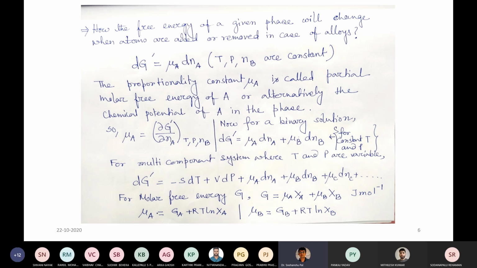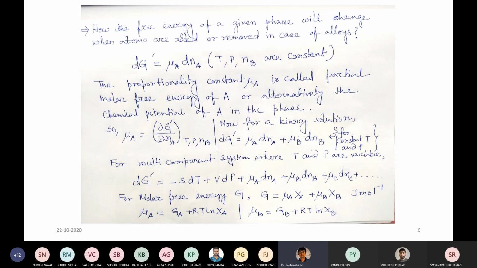Now we are going to discuss in more detail the differential form, the incremental differential form, of the addition of a second element to a first element, and how it is related to the chemical potential. It is really interesting to know how the free energy of a given phase will change when atoms are added or removed in the case of alloys.